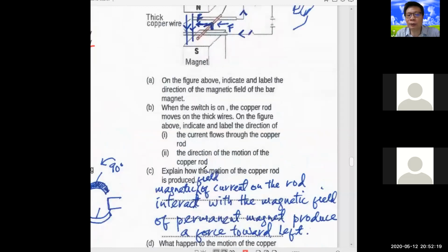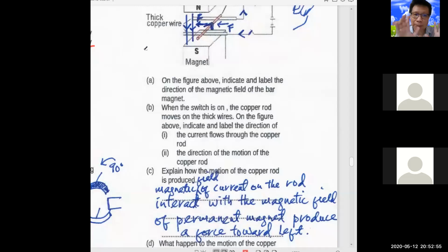The force is produced through the magnetic field of the current. Okay, this current, I mean current flowing here, gets a magnetic field along this wire, understand? So this magnetic field interacts with this magnetic field. Magnetic field of current on the rod interacts with the magnetic field of permanent magnet. This permanent magnet has a magnetic field. So this interaction produces a force. The force is moving to the left side, okay? Moving to the left. Okay, this is how you explain now. Understand? You explain how the force is produced now.